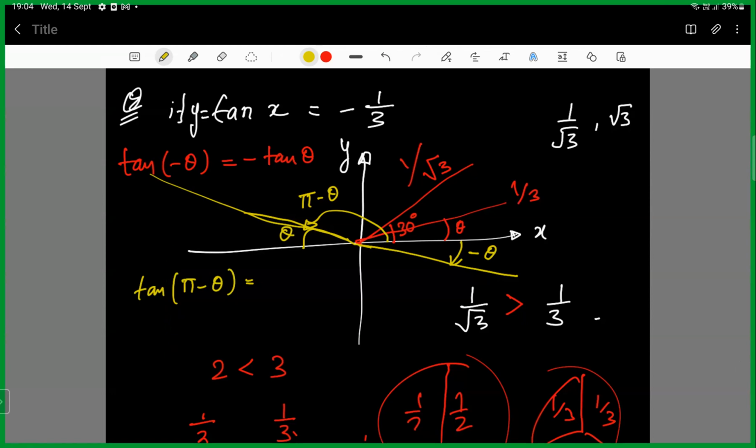See, I think I have told you how you will write it. It is a multiple of pi, right? So tan will not change; tan will remain as it is. So tan theta. Now in the second quadrant, we know tan theta is negative, so this will be minus tan theta. So here also the value is minus 1 upon root 3. So it can be either in the fourth quadrant or in the second quadrant.